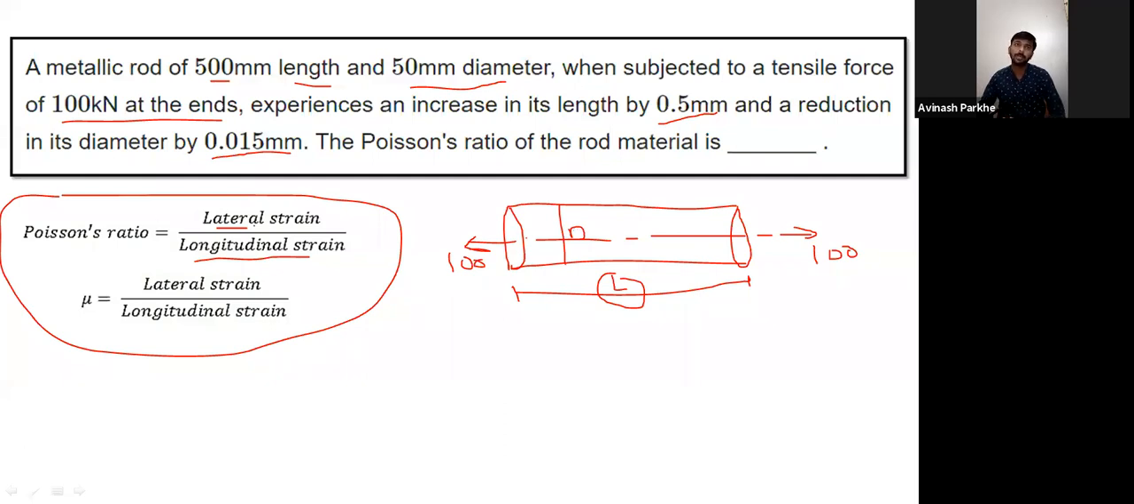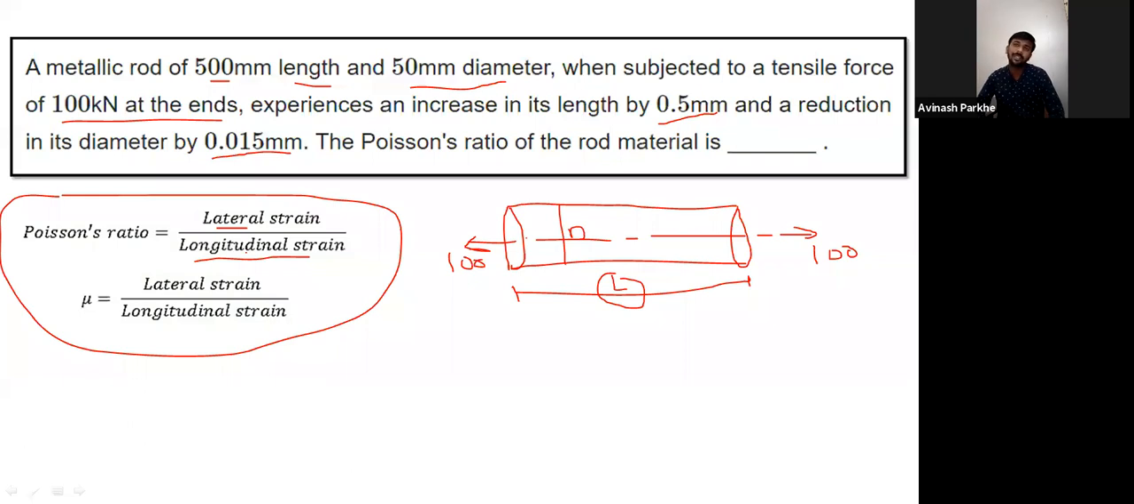So, first of all, we have to calculate the lateral strain and the linear strain. The strain definition is common: change in dimension upon original dimension. Now this basic definition we have to apply for the length as well as for the diameter. If I apply this definition for the length, that is change in length upon original length. This is for the length parameter. And if I apply the same definition for the diameter, that is change in diameter upon original diameter.